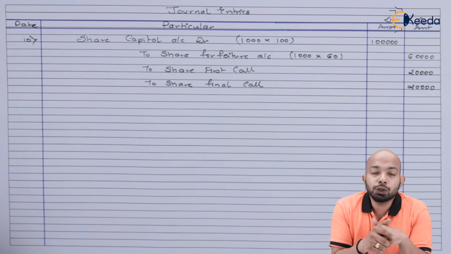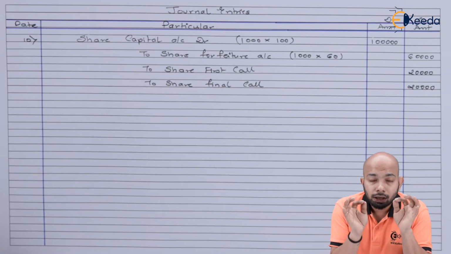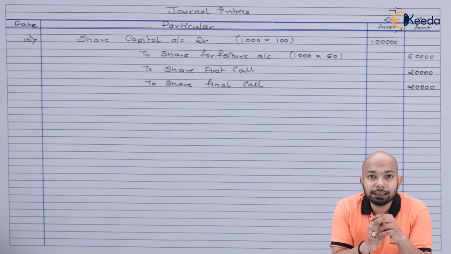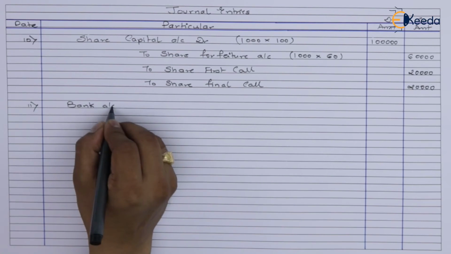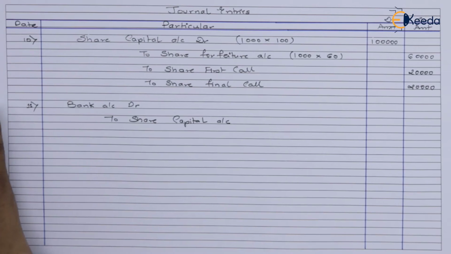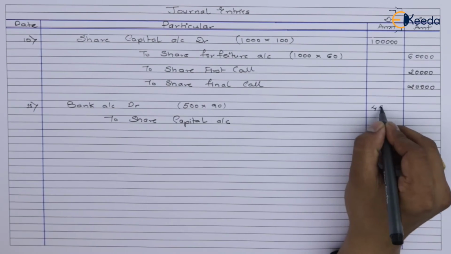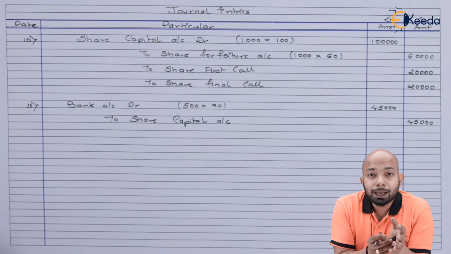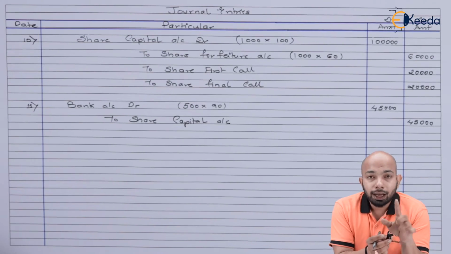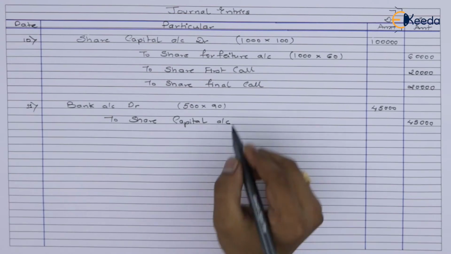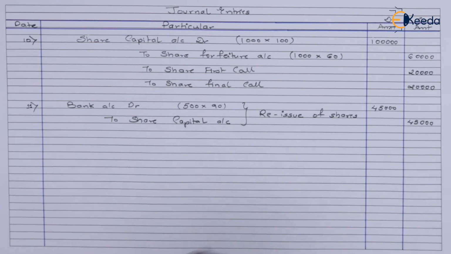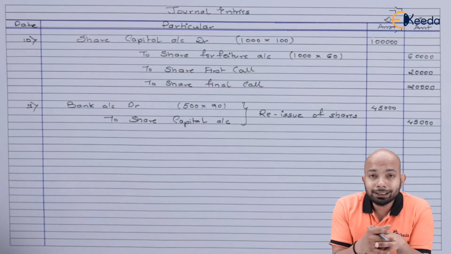Now the reissue entry refers to whatever amount we have received. That means 500 shares were issued at the rate of 90 per share. So let's pass that entry. The entry that we have passed here is bank account debit to share capital account, 500 multiplied by 90. Again, this is the entry for reissue here. Now this is one entry that we have passed.